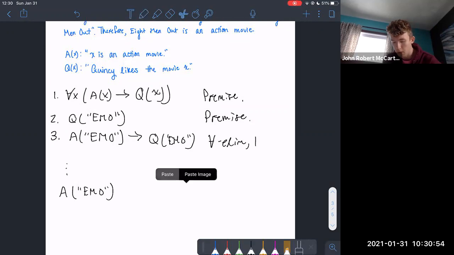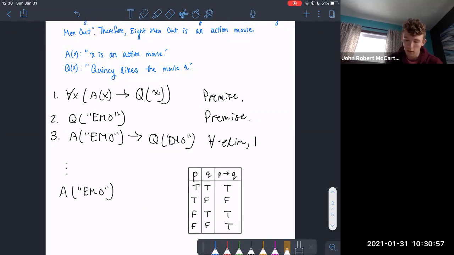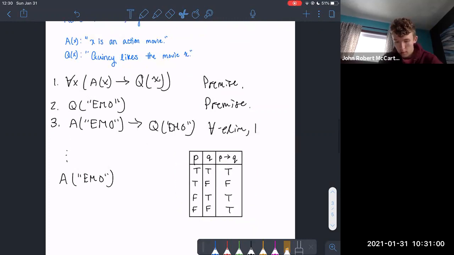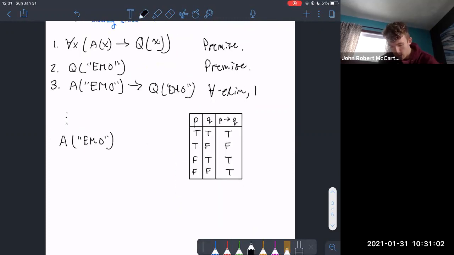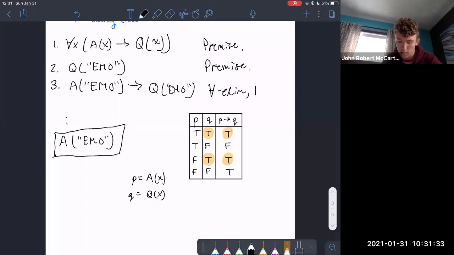So again, I'm going to use the truth table to argue through this. Assuming that we let P equal A of x and Q equal Q of x, we have that Q is true. So we are in these two rows. And again, our goal is to conclude that P is true, because we have that A of EMO is true.